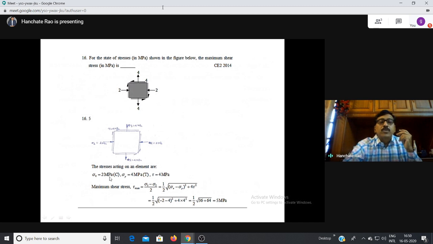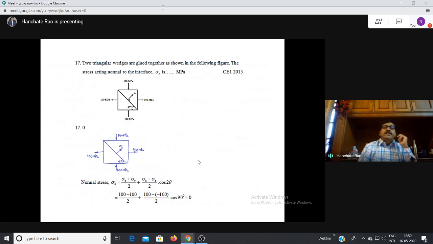So sigma x is equal to minus 2 megapascals, sigma y is equal to 4 megapascals, tau is equal to 4 megapascals. So the maximum shear stress is (sigma 1 minus sigma 2) by 2, which is half of the square root of (sigma x minus sigma y) whole square plus 4 tau square. Only thing is, sigma x you have to substitute as minus 2, sigma y is equal to 4, tau is equal to 4. You get the answer as 5 megapascals.